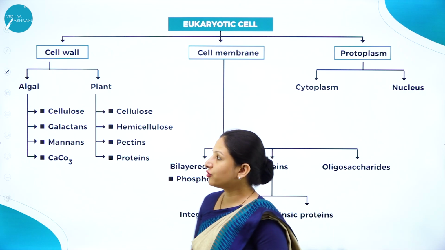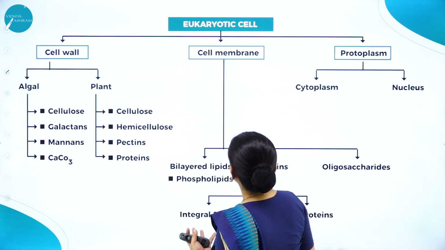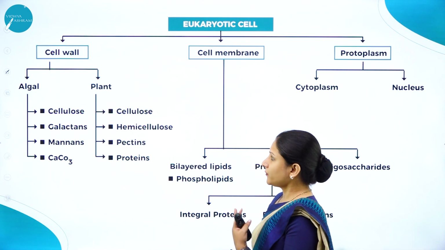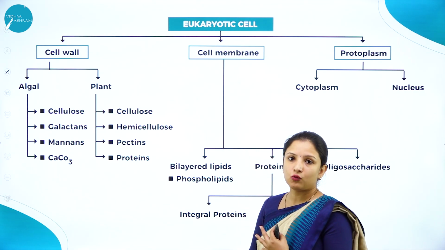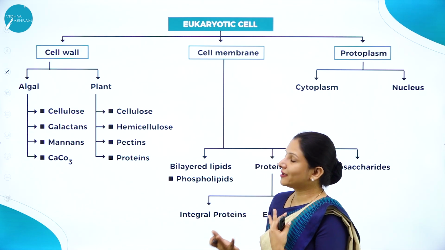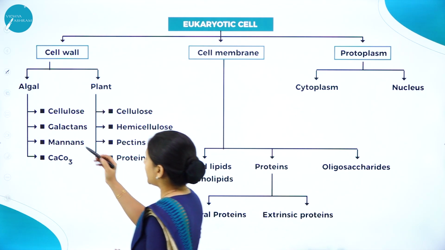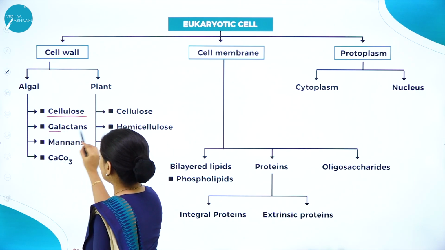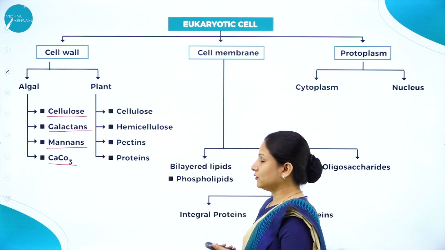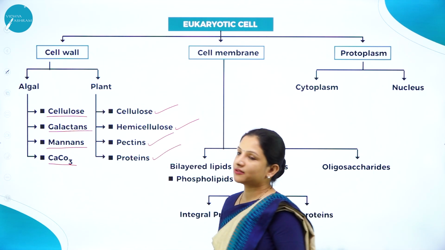Next, moving to eukaryotic cells. So eukaryotic cells also have a cell wall, cell membrane, and the protoplasm. Now, cell wall. Here I have divided it into the algal cell wall and the plant cell wall, because the composition of the algal cell wall and the plant cell wall is different. Now, what is the cell wall of algae made up of? It is made up of cellulose, galactans, mannans, and calcium carbonate. Plant cell wall is made up of cellulose, hemicellulose, pectins, and proteins are present in the plant cell wall.